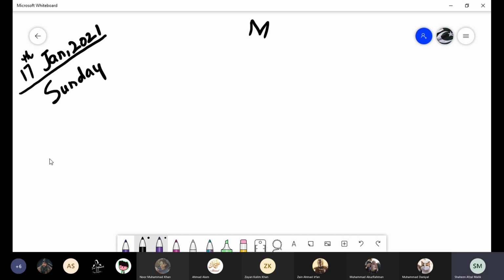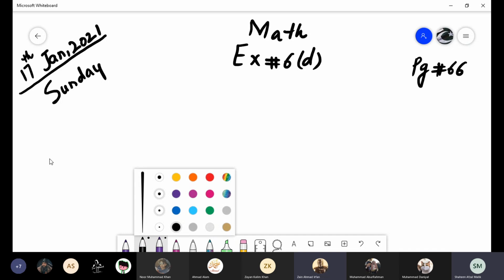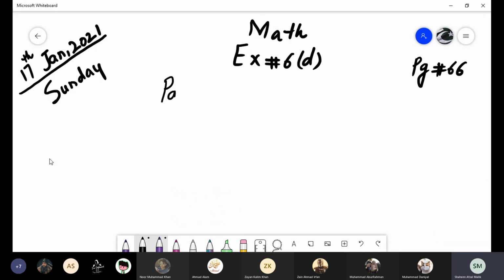This is your math class, and we are going to continue from exercise number 6D at your book page number 166. Do you have books with you? Yes, ma'am. Okay. So the topic for the exercise is parallel and perpendicular lines.